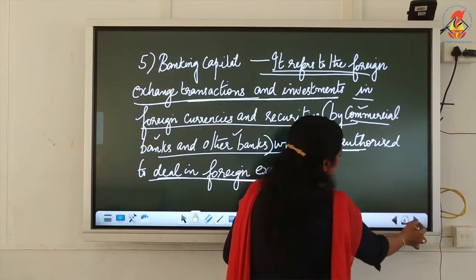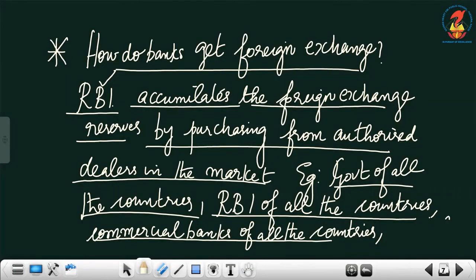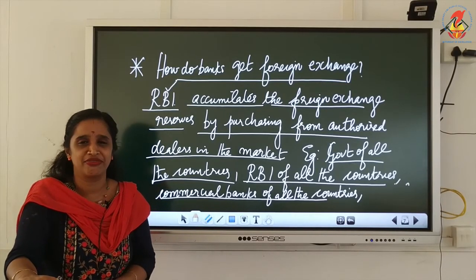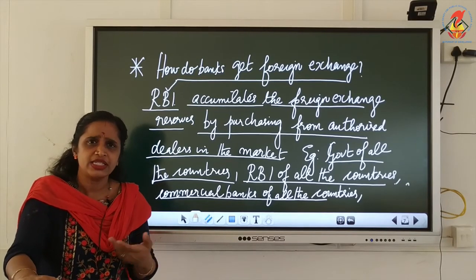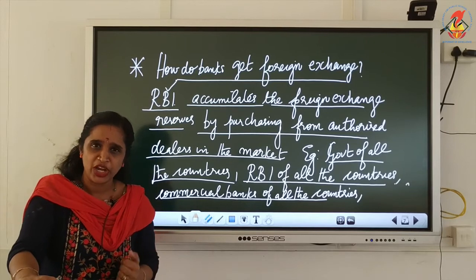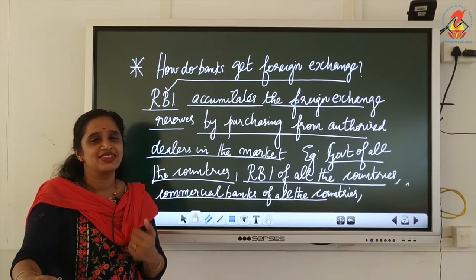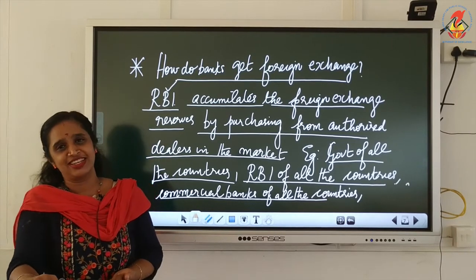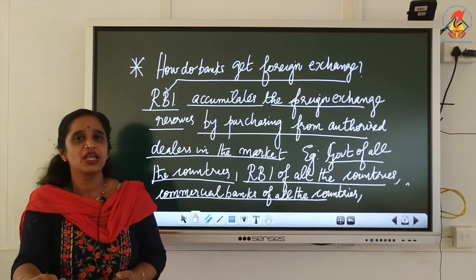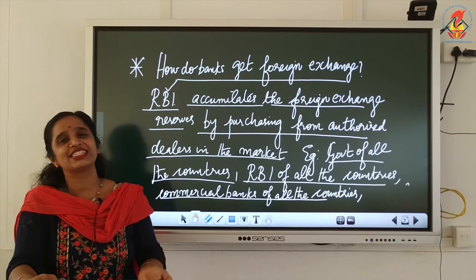Now, let us see how banks get the foreign exchange. I told you the commercial banks and the Reserve Bank are the authorized dealers in the foreign exchange, right? Now, let us see how these banks get the foreign exchange. I have already explained how RBI is involved in the foreign exchange reserves. You know it, isn't it? In the foreign exchange market, RBI will buy and sell the securities.